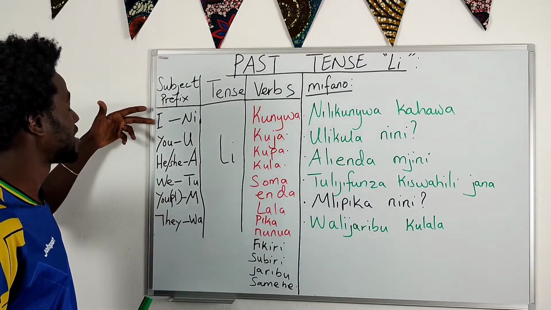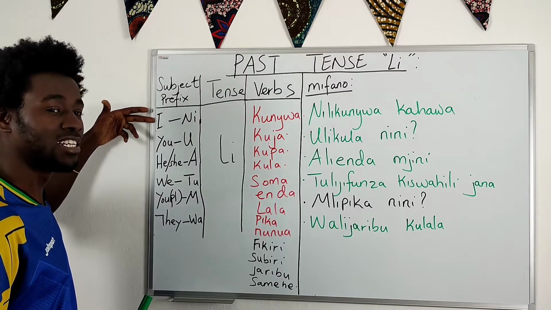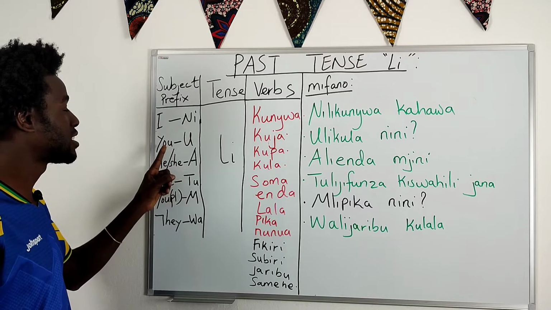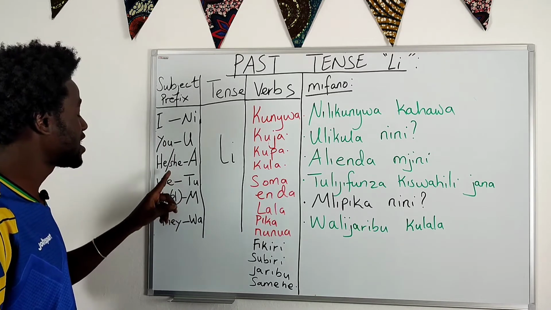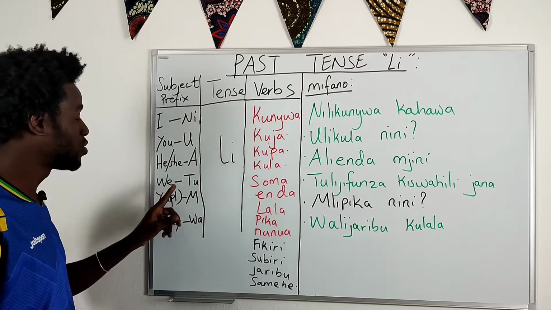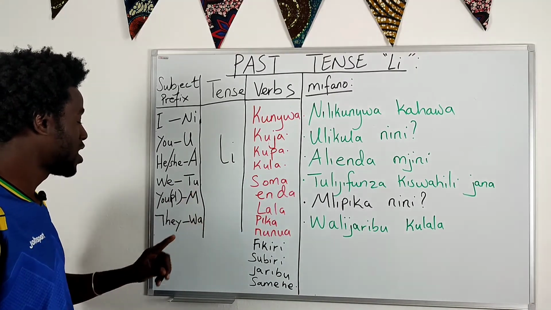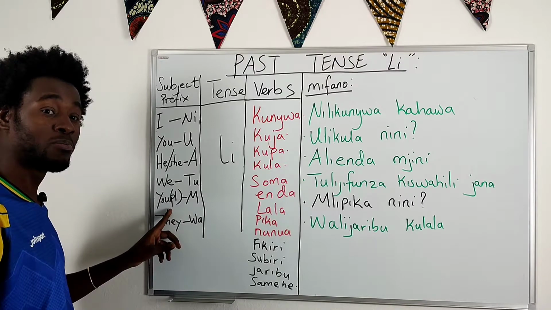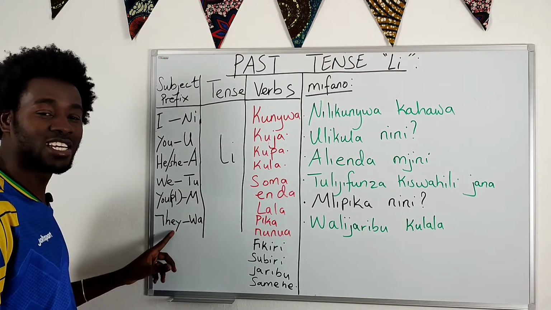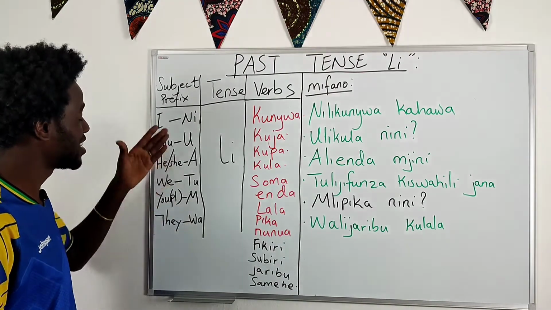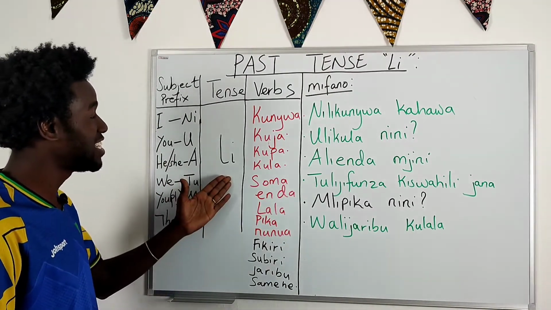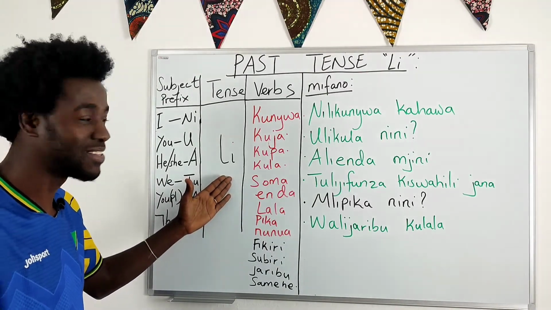The subjective prefix that represents I in English is ni. And u stands for you. For he or she we use a. We use in Swahili too. For you plural we use and for they we use wa. So these are the subjective prefixes that we use in Swahili. And li, of course, is our past tense.